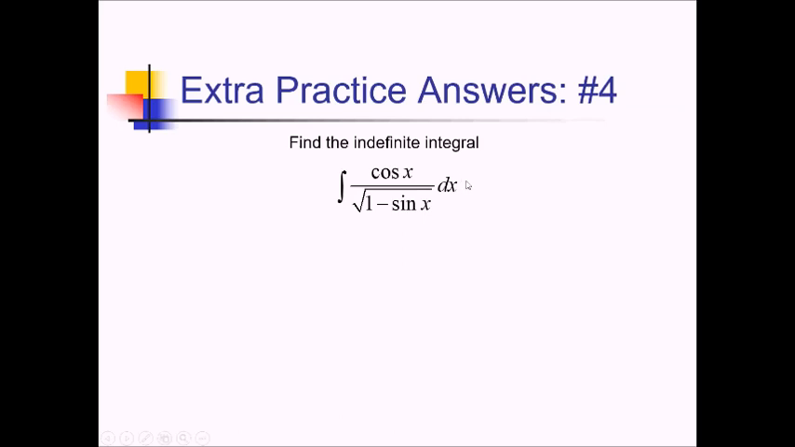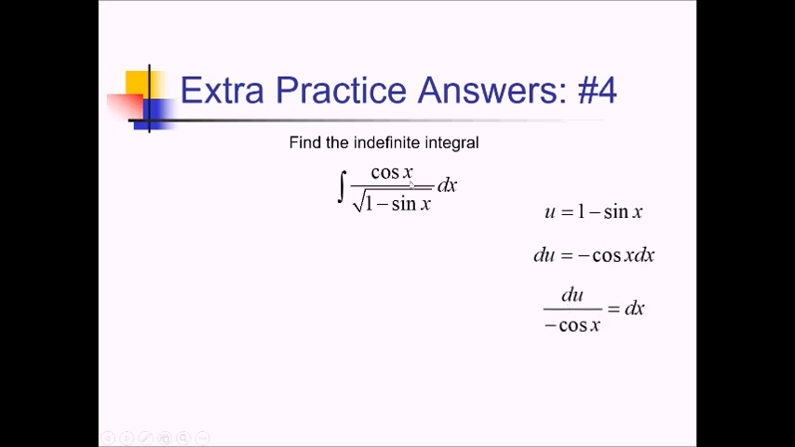On this problem, I notice that I have an inner function, 1 minus sine of x, whose derivative, which involves a cosine of x, is up here. So let me try substitution for this. Let's let u equal 1 minus sine of x, and then the derivative is going to be negative cosine of x dx. And then dividing, we have du over negative cosine of x equals dx.